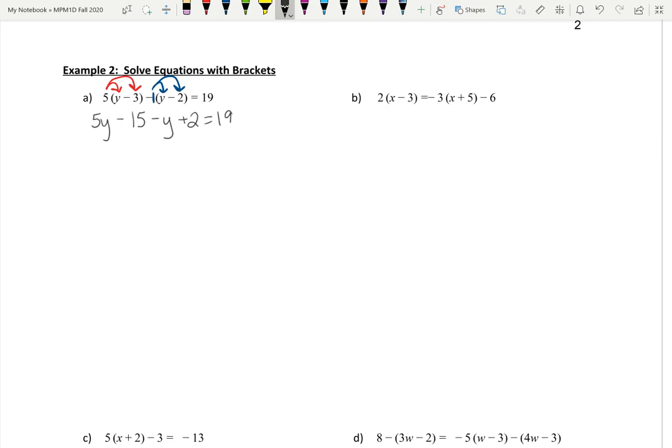Okay, and again, I'm going to collect my like terms on my left side before I move anything over to the right side. And simplifying like terms, and now I can start isolating my variable.